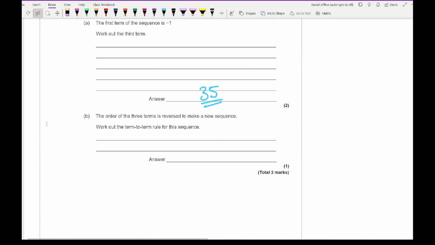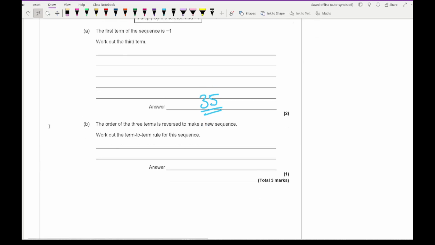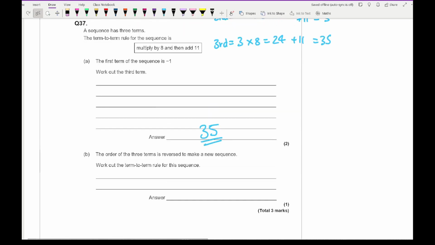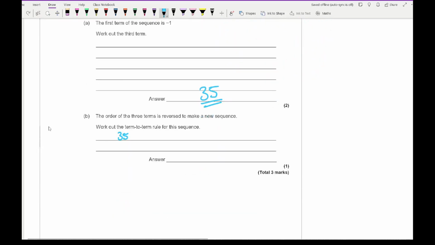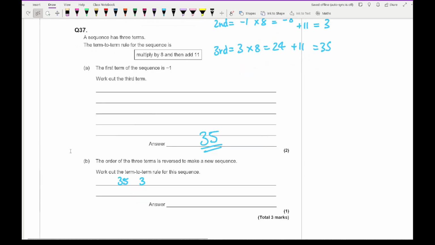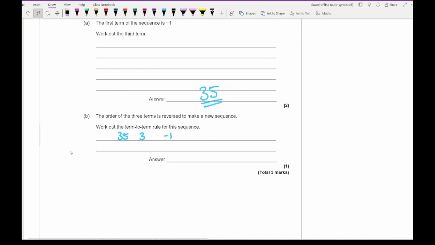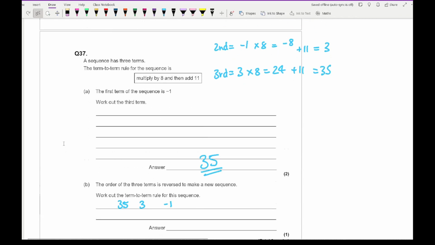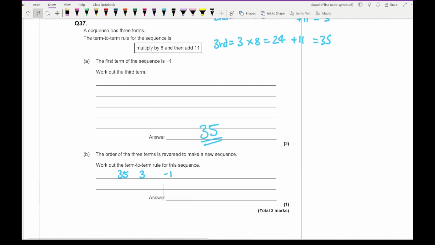It then says the order of the 3 terms is reversed to make a new sequence. Work out the term-to-term rule for this sequence. So here my sequence is going to be 35. The second term was 3. And the next term was minus 1. So for this, all I need to do is just reverse it. So here I'm going to be subtracting 11 and then dividing by 8.